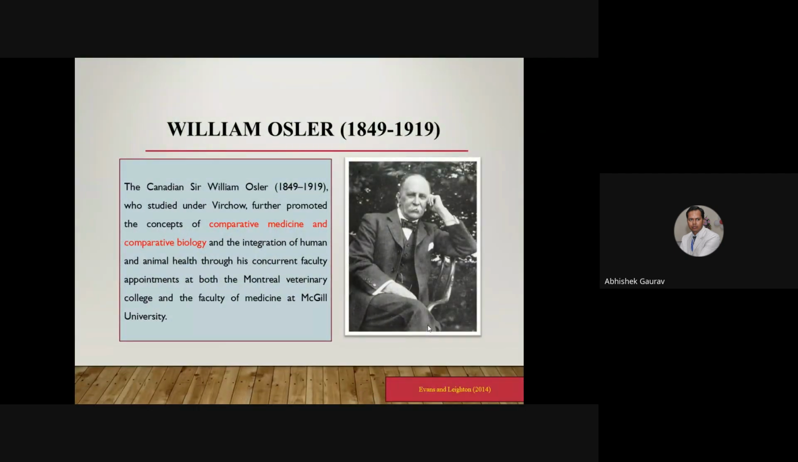Then William Osler, he was a student of Rudolf Virchow. He worked on comparative medicine and comparative biology. And he recognized the integration of human and animal health as he was working both in the veterinary college as well as in the medical college.